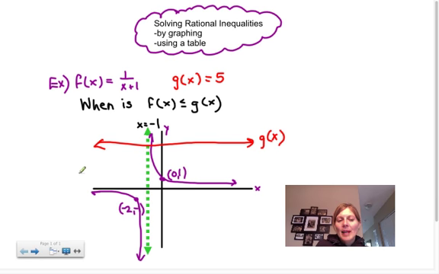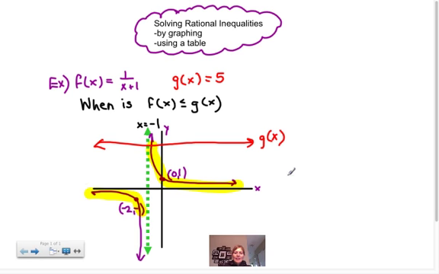And so, if we're walking from left to right along the function, we're looking for when the purple is less than or equal to the red. So the purple is less than or equal to the red all along here, all along here, all along here, until I hit this asymptote. And then I have to jump over the asymptote, and then again, all along here, all along here, all along there, the purple is less than or equal to the red. So let's see what that means.